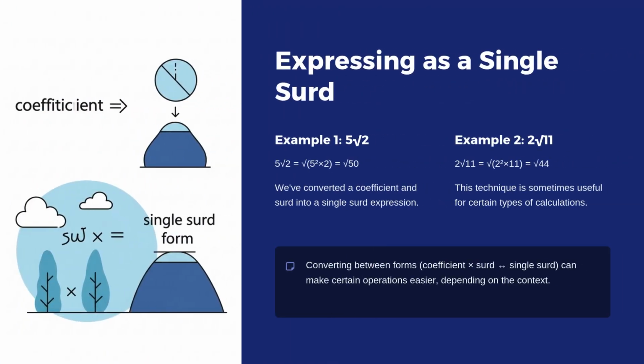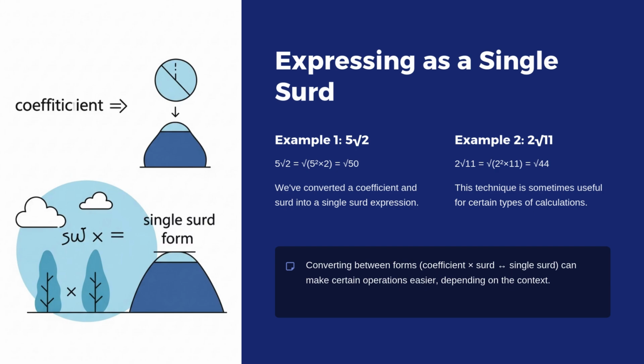Expressing as a single surd. Example 1. 5 times square root of 2 equals square root of (5 squared times 2) equals square root of 50. We have converted a coefficient and a surd into a single surd expression.